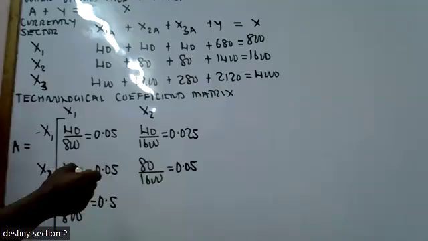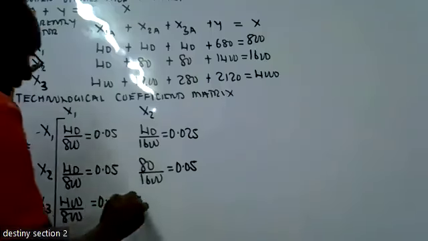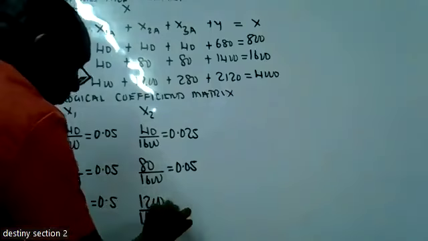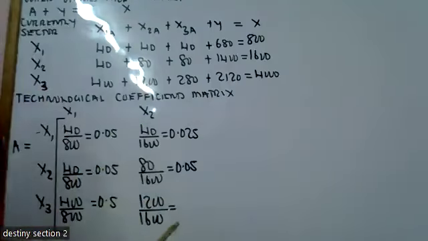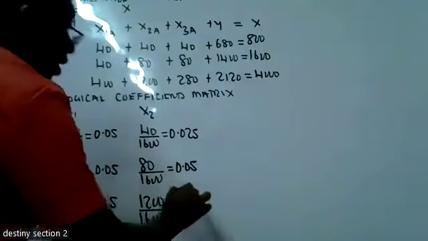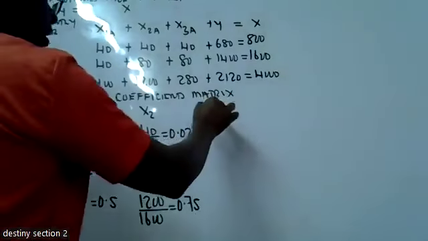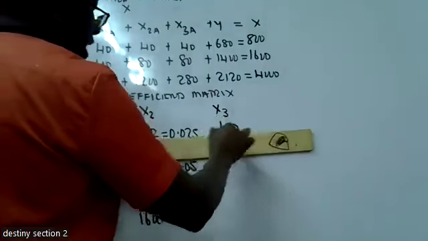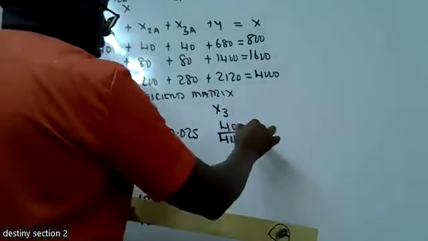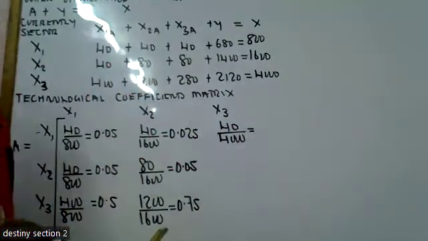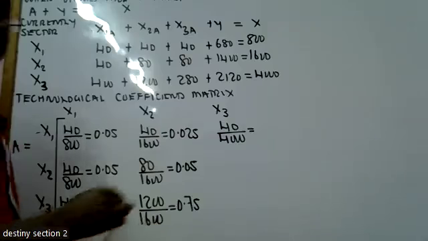Then the next one is 1200. You divide by 1600. 1200 divided by 1600 is 0.75. Now coming to x3, it is 40 divided by 4000. 40 divided by 4000 is what? 0.01.